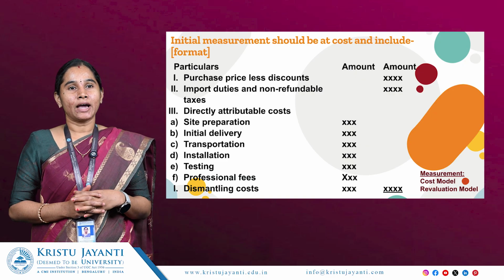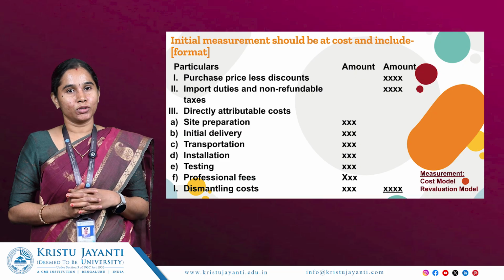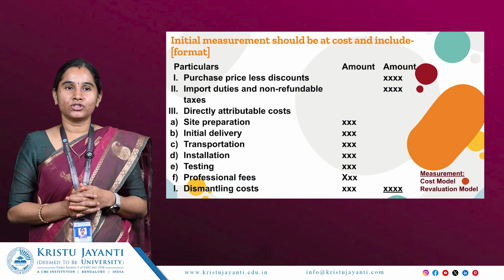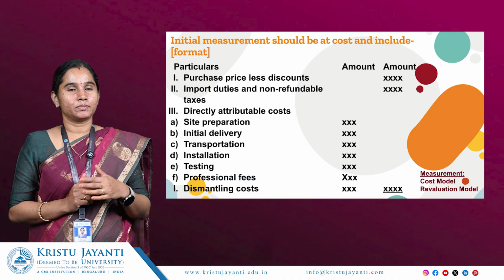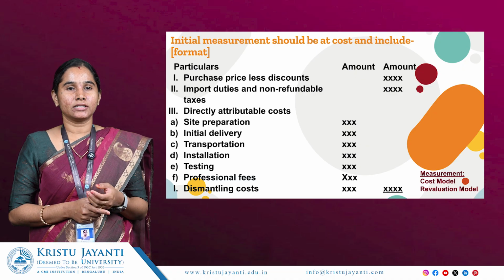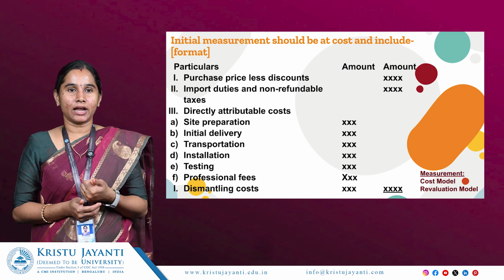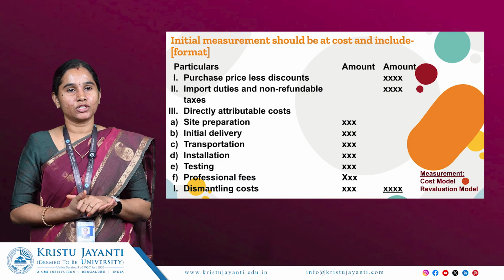Third, we have to include all the directly attributable costs. It starts with site preparation. When we purchase machinery, we need to start with the preparation of the site. Second, the initial delivery. If any delivery charges are incurred, they have to be added. Transportation charges also will be added to the purchase price.